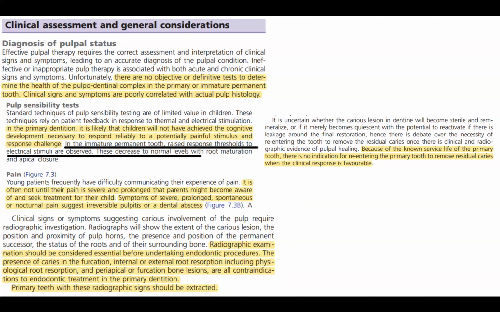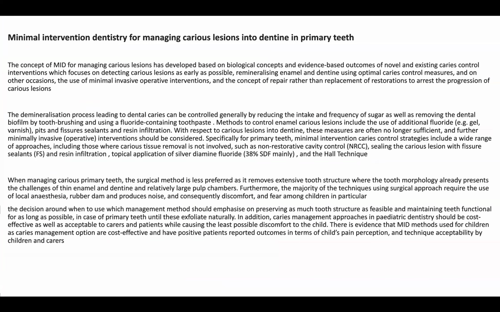Minimum intervention dentistry, so important. You'll actually see a lot of courses now marketing themselves in dentistry to be minimally invasive and biomimetic and all of that, right? So the concept of MID for managing carious lesions has been developed based on biological concepts and evidence-based outcomes of novel and existing caries control interventions. It's all the same, guys. It's all what TG tells us to do. It's the same thing, but we need to know clearly what it is.